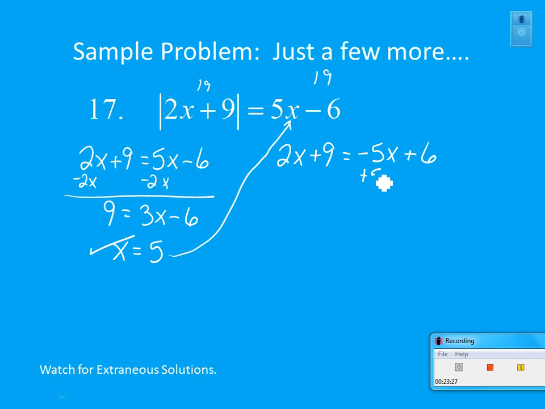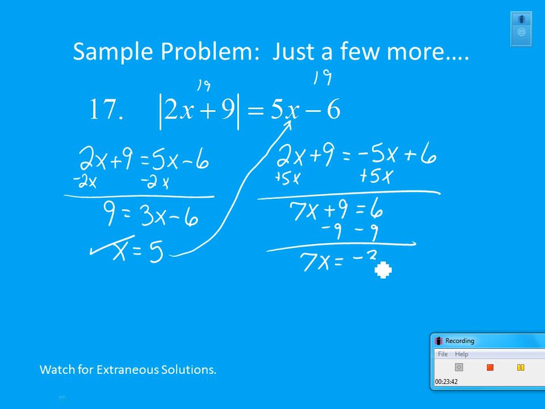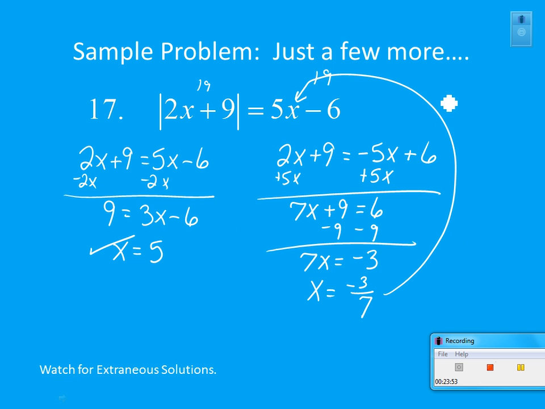Now let me try this one. I'm going to add 5x to both sides. So I've got 7x plus 9 equal 6. I'm going to minus 9 from both sides. So I got 7x equal negative 3. X is going to be negative 3/7. So here goes. If I plug negative 3/7 right here, I'm going to get negative 15/7 minus 6, which I know is some negative number. Since that's going to give me a negative number over here, I don't get to use that number. The only number I can use is the 5.